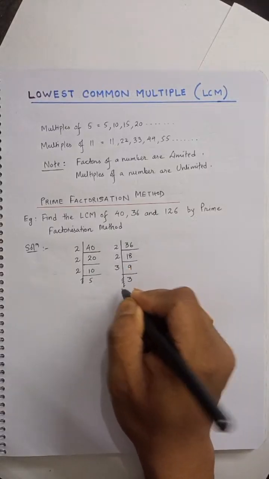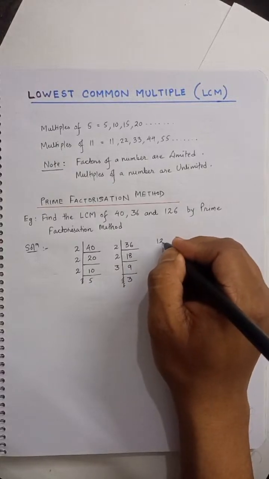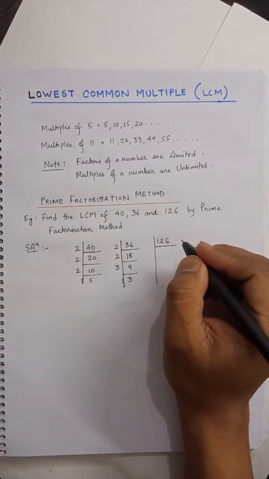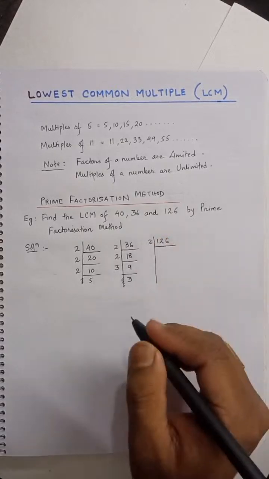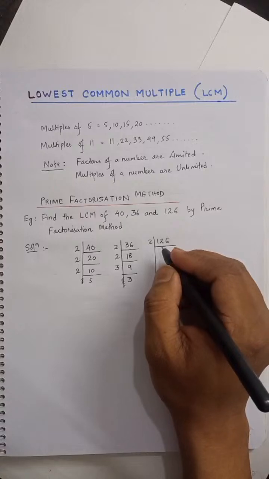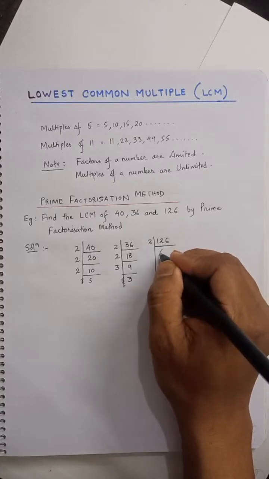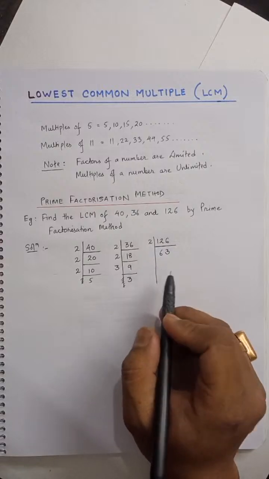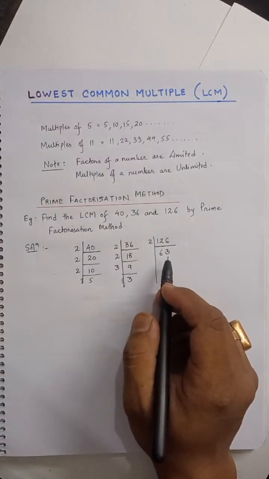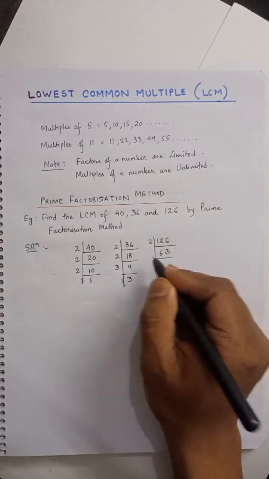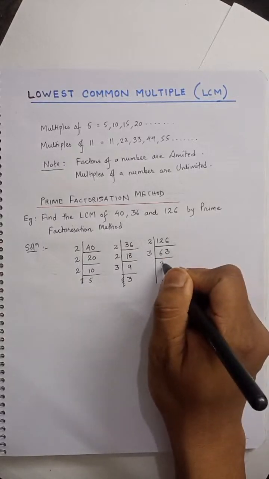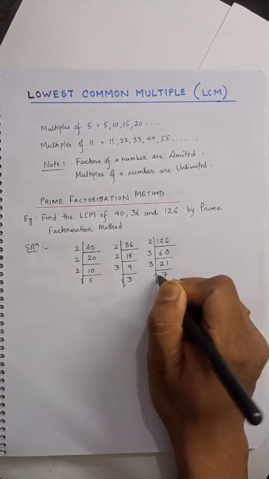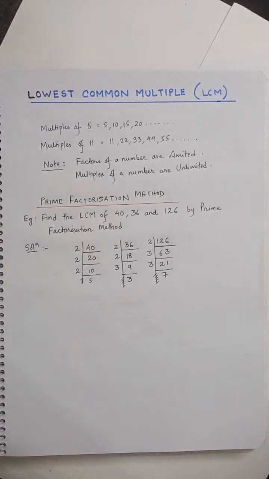Okay. And last, 126. So 126 divided by 2 is 63. Now 63 is not divisible by 2 because the number ends with 3. So we have to divide it by 3. 21. We can divide it by 3 again, and then 7. Okay.